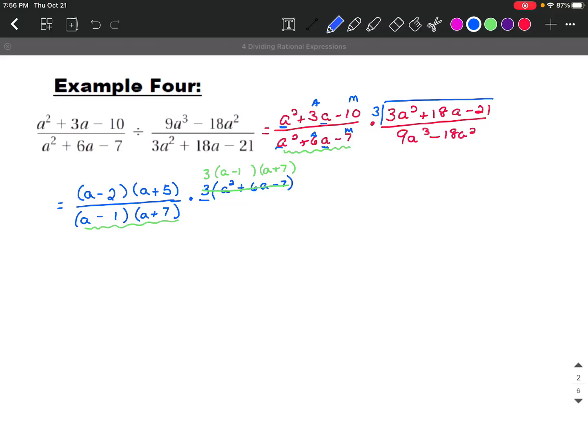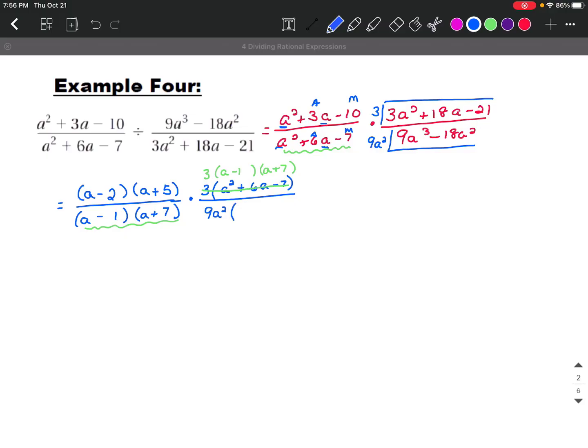And this fraction is all over. We still have to take care of the bottom. Now we have 9a cubed minus 18a squared. We have as a greatest common factor, 9 goes into both 9 and 18. And not just an a, but an a squared. So we're going to write 9a squared and open parentheses.